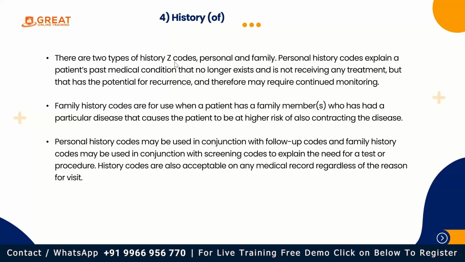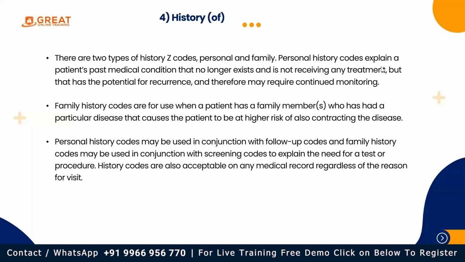Next category is the history codes. There are two types of history Z codes, personal and family. So we have separate codes for personal history and separate codes for family history. While you are assigning or selecting a code for any history related to any disease, make sure that you are reading the question or your report properly, whether that is personal history or family history, and select the code accordingly.